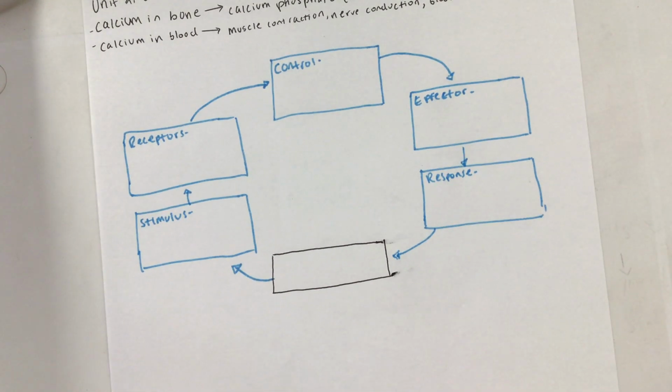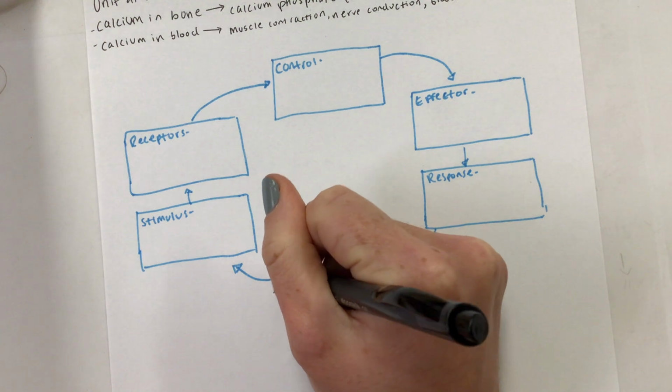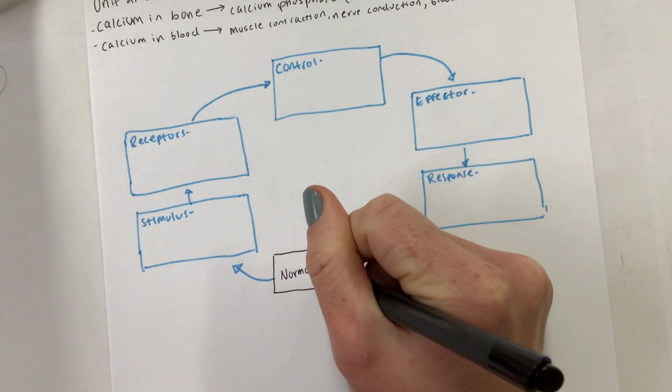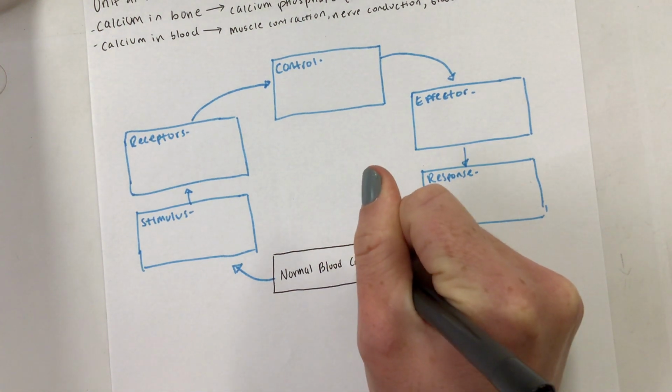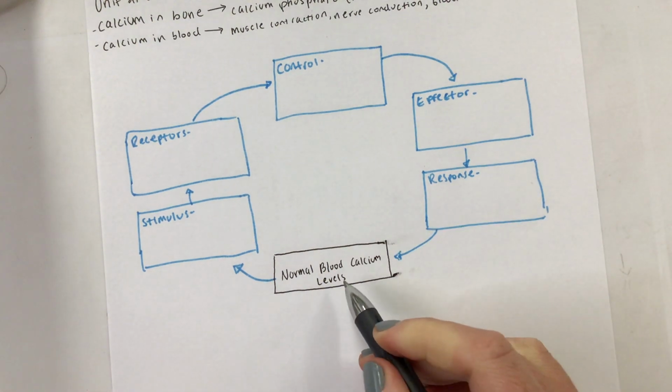And since this is a negative feedback loop, there's 2 directions we can go. So since we're working, actually let's go like this first. We'll add this into the box in the center. Normal blood calcium levels. Okay, so this is going to be like our normal. This is what we want.